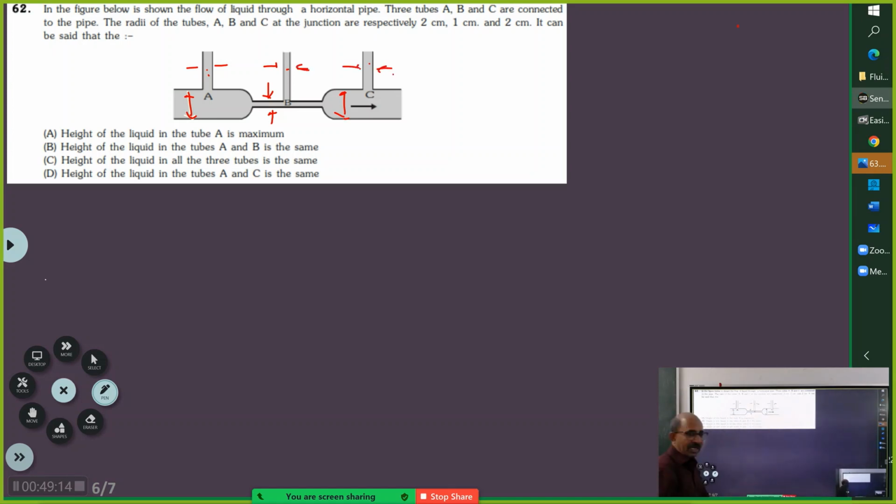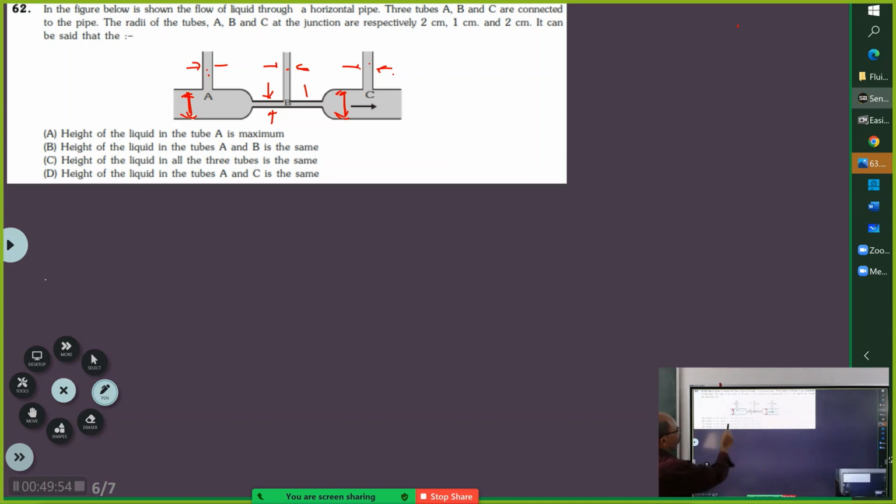Why? That is the basis of a barometer. If you make a barometer, area does not come into consideration. It is only the pressure, not the force. So that is concluded: 2 cm and 2 cm are of no consequence. But by inspection, the radius of A and the radius of C are similar, while the radius of B is small.